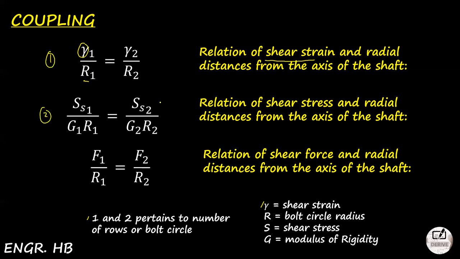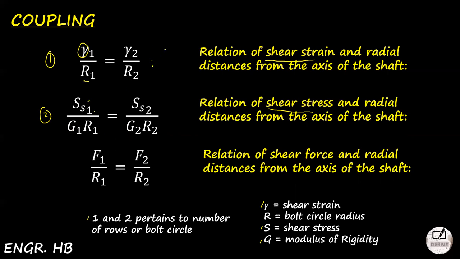The second relationship is the relation of shear stress and the radial distances. So again, S over GR is equal to S over GR. That was the relation of shear stress and the radial distances. Of course, if the bolts are of different materials, which is rare, G, the modulus of rigidity, cancels. But if the materials differ and two values of modulus of rigidity are given in the problem, it of course does not cancel. Okay, so those were the first two relationships.